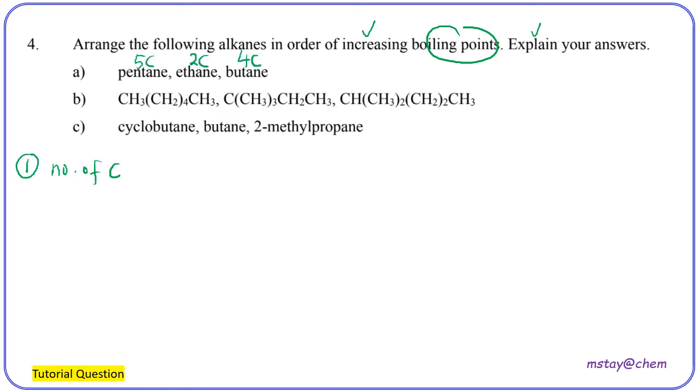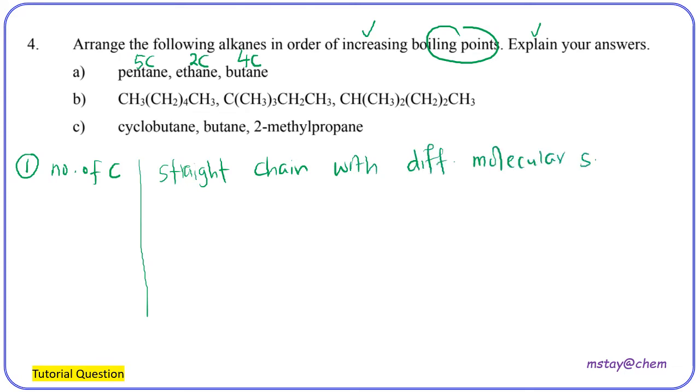So from the name here, we know that they are straight chain alkane with different numbers of carbon, which means different molecular size. So we just look at the factor, number of carbon. The smaller the molecular size, the lower the boiling point.